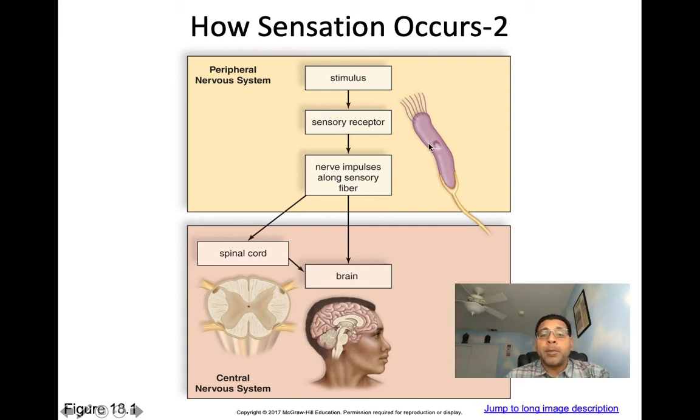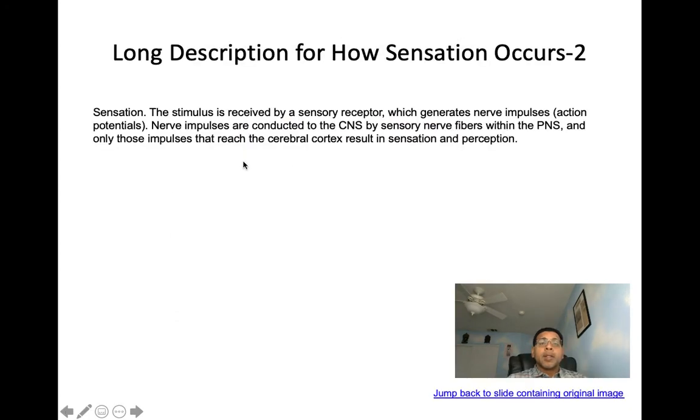The sensory receptor then we'll see is going to help generate nerve impulses along these sensory fibers of the peripheral nervous system. We can see this is all peripheral nervous system. And this is going to send this information then to the CNS, to the brain and the spinal cord, where we said then perception occurs. So here we can see the long description of how sensation occurs.